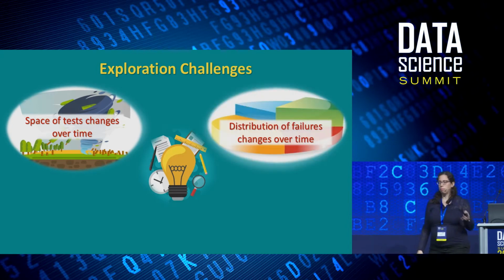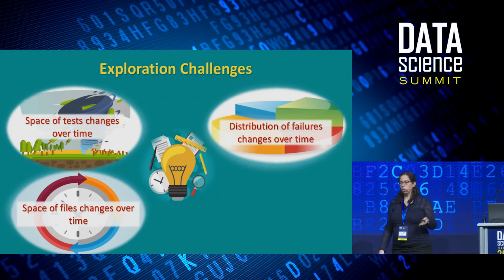Another thing that can change is the distribution of failure. Unlike the machines in the casino, where every machine has a different fixed probability, in our case, some tests can fail in the initial stages of the project and later be more stable. So we need to track those changes also.